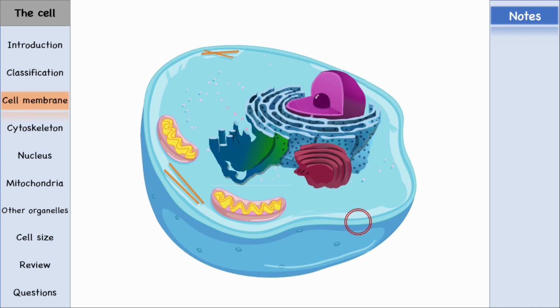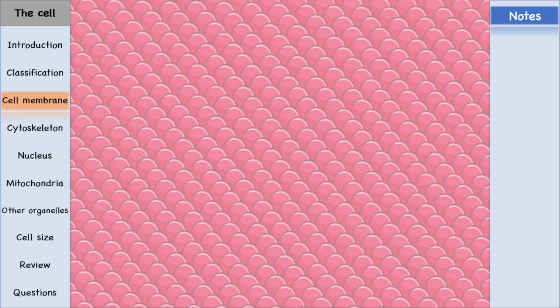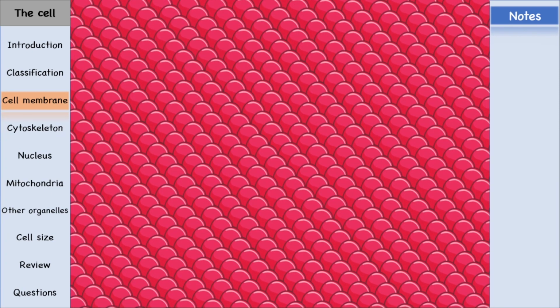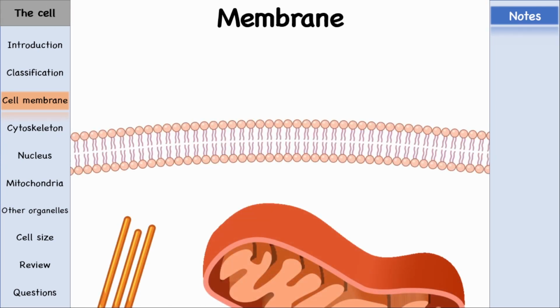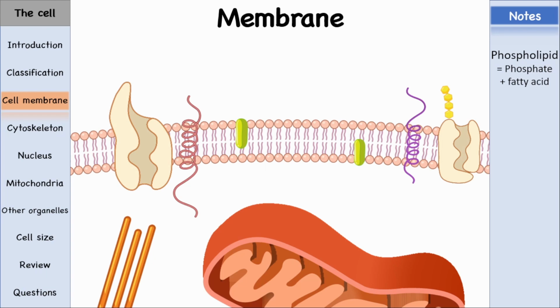Every cell has a membrane. It is called the cell membrane or plasma membrane. It's a barrier that separates what's inside the cell from the outside. This membrane is mainly made up of a phospholipid bilayer, and there are also proteins that float between these phospholipids.